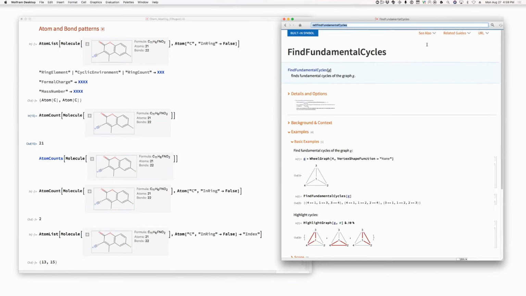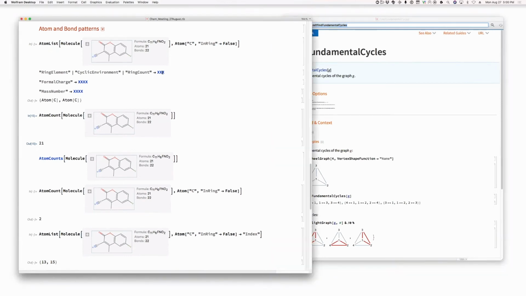So if we have the property as ring count, it could be 0, it could be greater than 0, or it could be a number. Are you suggesting it would actually be greater than 0 like that? Right, you can do that with formal charge or any of the other atom properties that I have set up. There's not just one ring, there are multiple versions.